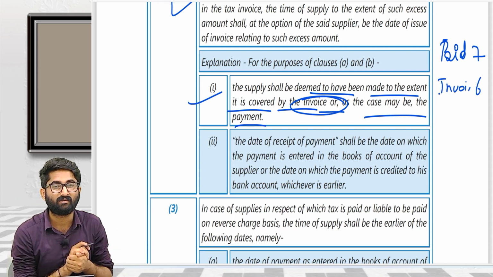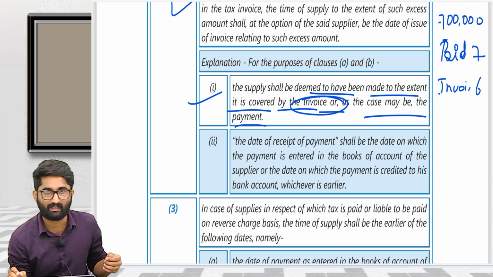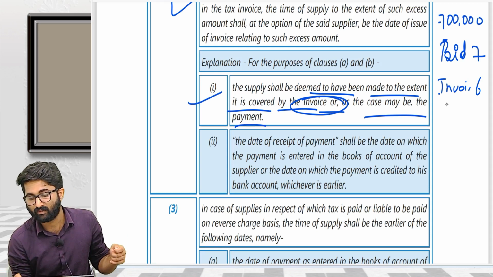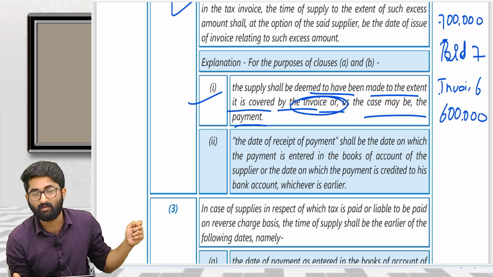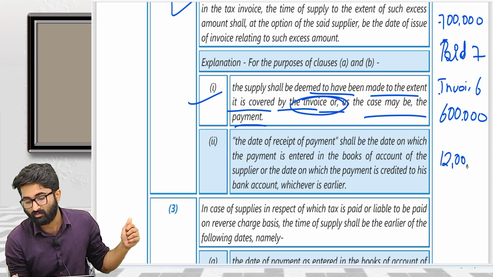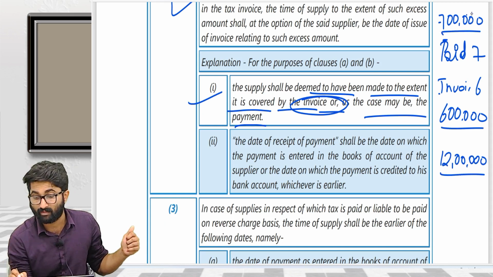What to do, sir? I paid for 7 months, example 7 lakhs, but the invoice is given for 6 months, that is 6 lakhs, but I ordered the service for whole 12 months, that is 12 lakhs. Now the GST is on 12 lakhs, 6 lakhs or 7 lakhs? GST will be on 7 lakhs.